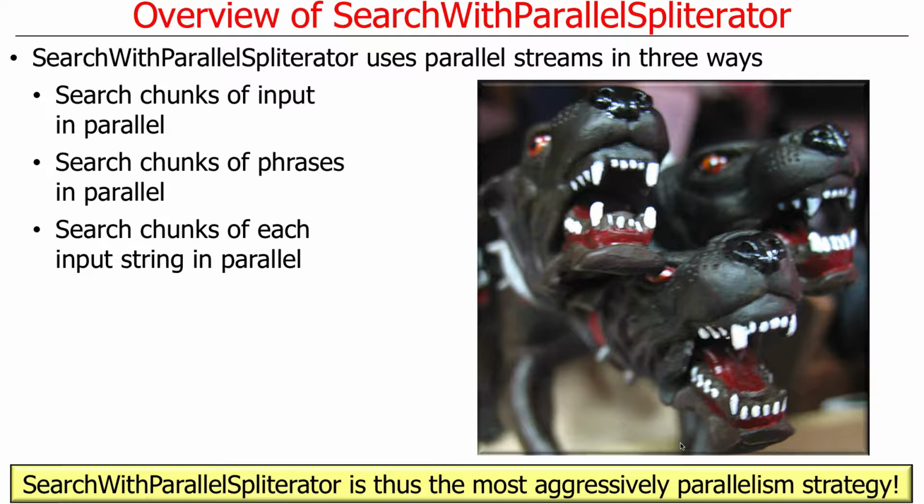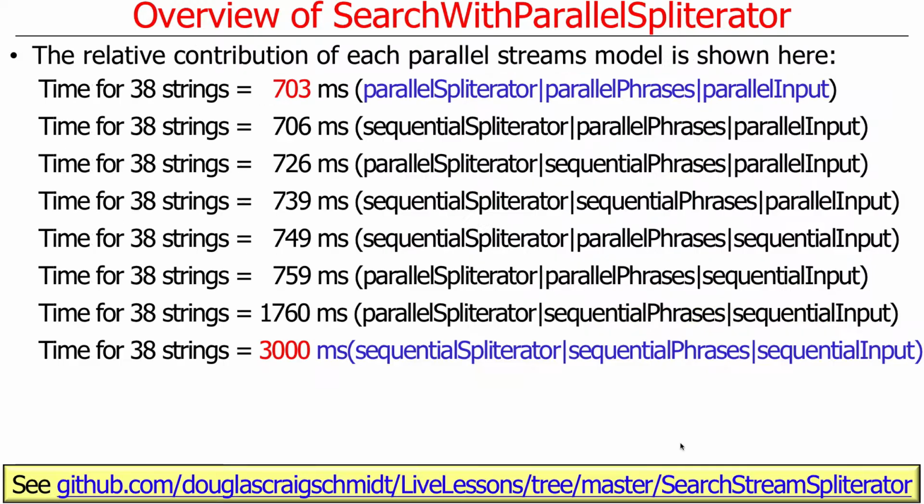And you'll see, even on my modest quad-core laptop, which is by no means the cutting edge of multi-core these days, we're going to see a big performance boost by doing this. Just to show you this, I'd written a little program. It's very similar to the SearchStreamGang. It's called SearchStreamSpliterator, except what it does is it tries every possible combination of parallel and sequential. Remember that you can have parallel in the input strings, parallel in the input phrases, and parallel in the chunks of input strings. So you have 3 different choices, each of which could be sequential or parallel. That's 2 to the 3, so we end up with 8 different combinations.